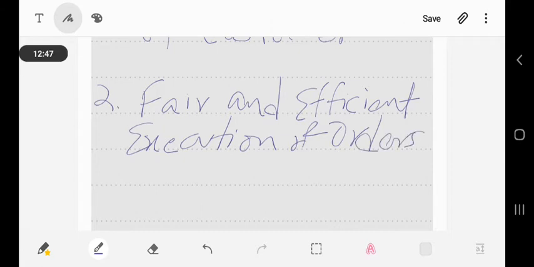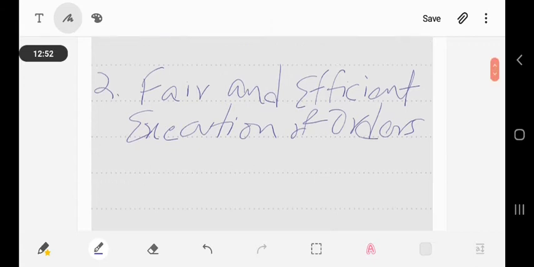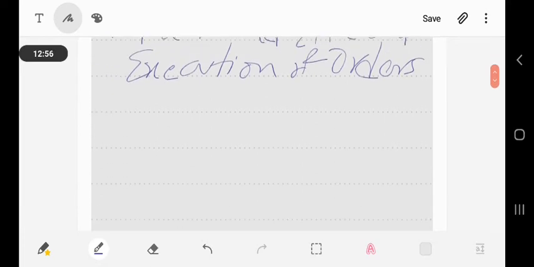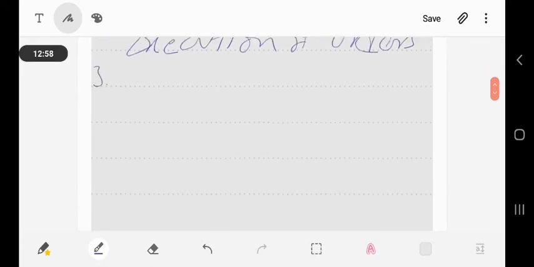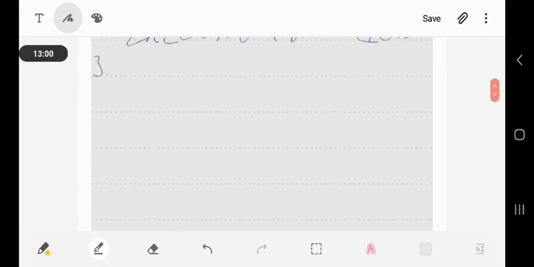The rules regarding the fair and efficient execution of orders should be stated clearly and enforced consistently. And the third one is constant scrutiny of trading should be done so as to identify any manipulative behavior.